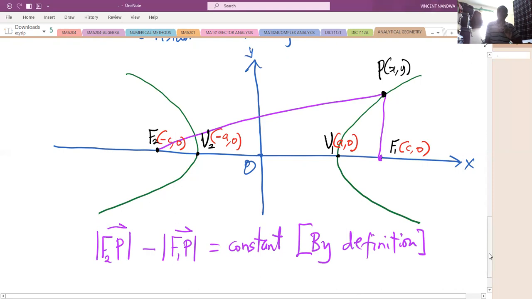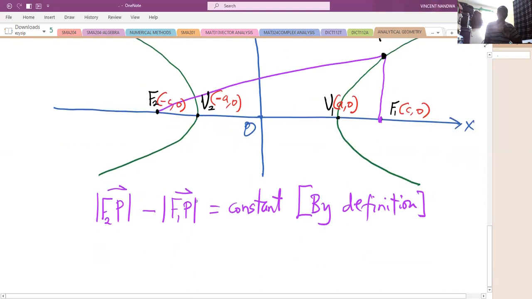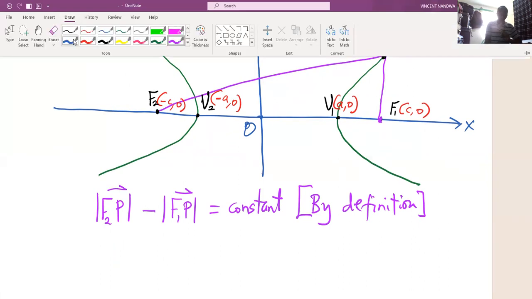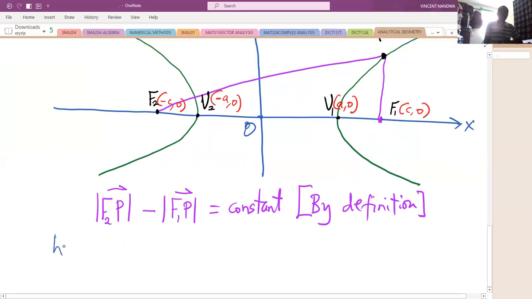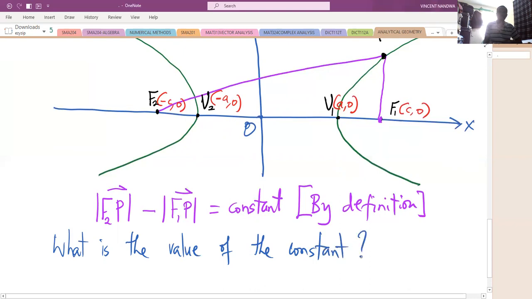So then the biggest question now is: finding the distance F2P is not a problem. We know the distance between two points in a plane. Also F1P is not a problem. So the question is, what is the value of this constant? That's the biggest question to answer.